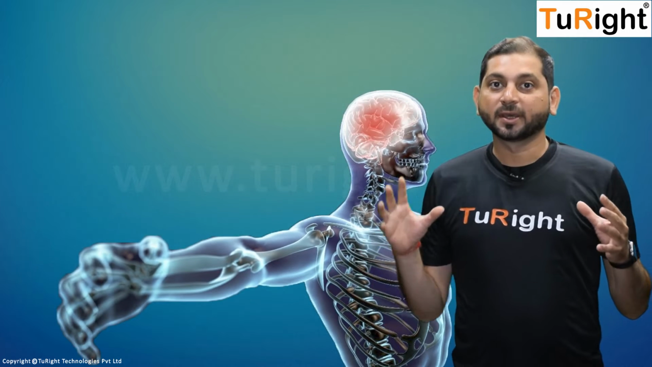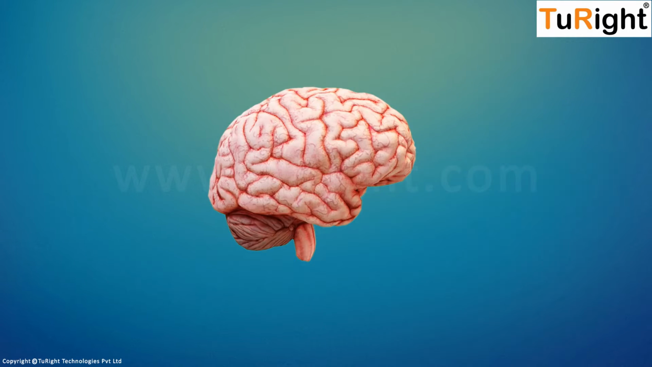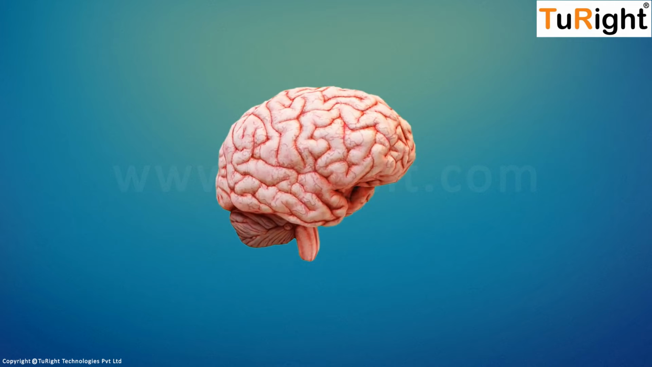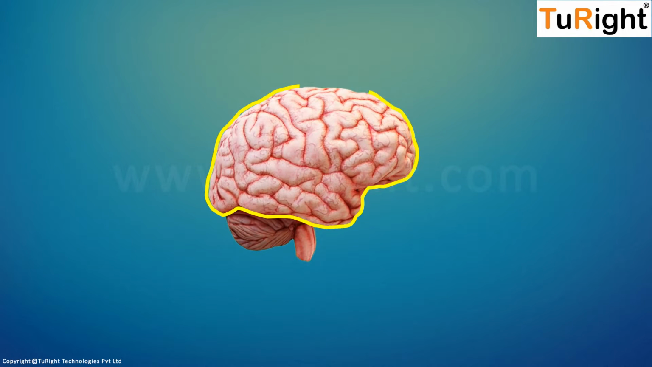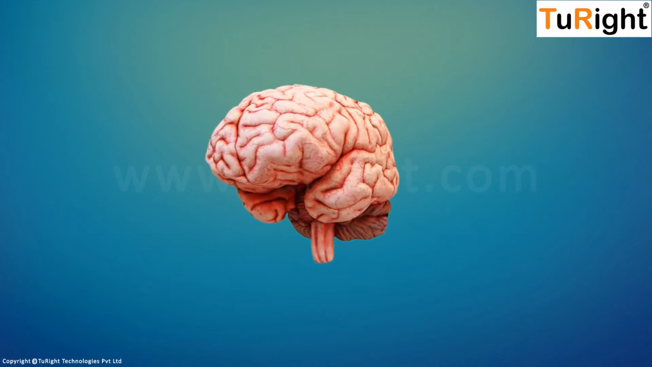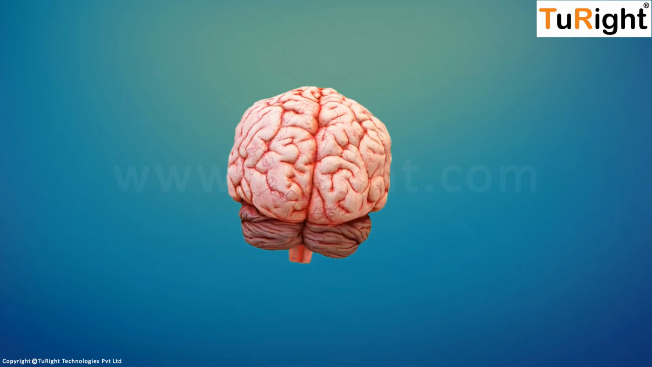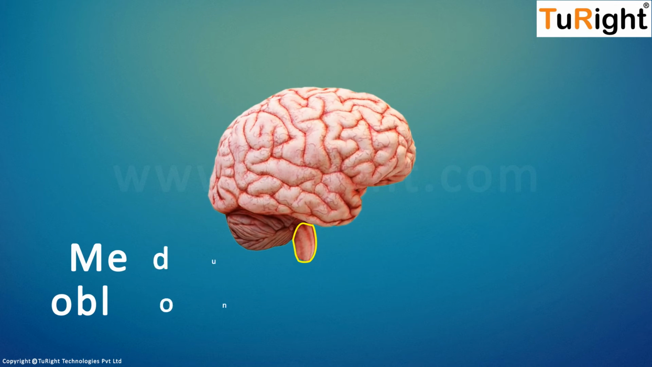Let's learn about the brain. The brain is located in the cranium of the skull. It is made up of three main parts: the cerebrum, cerebellum, and medulla oblongata.